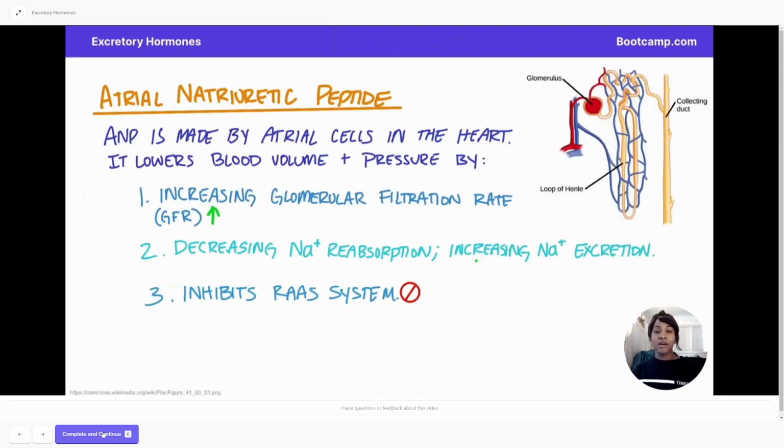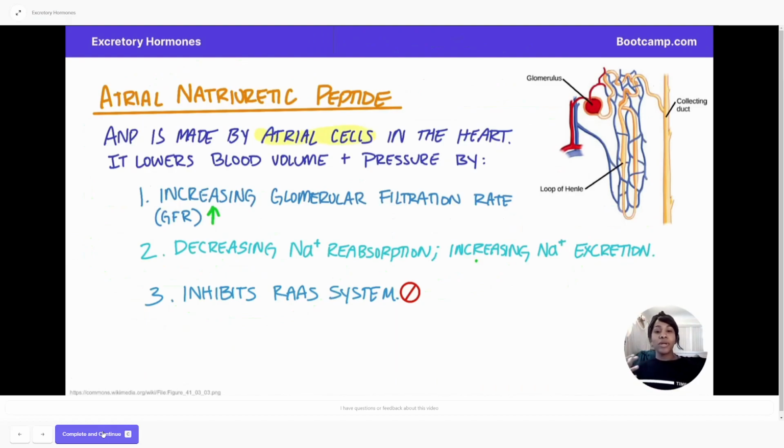And lastly, we have something called atrial natriuretic peptide, or ANP. And this is going to be kind of where the heart is involved in this process. So again, the excretory system is going to be important not just for getting rid of waste, but regulating fluid balance and blood pressure. So the way that ANP works is that they're going to be secreted by atrial cells. These are going to be the cells that are located in the atria of the heart.